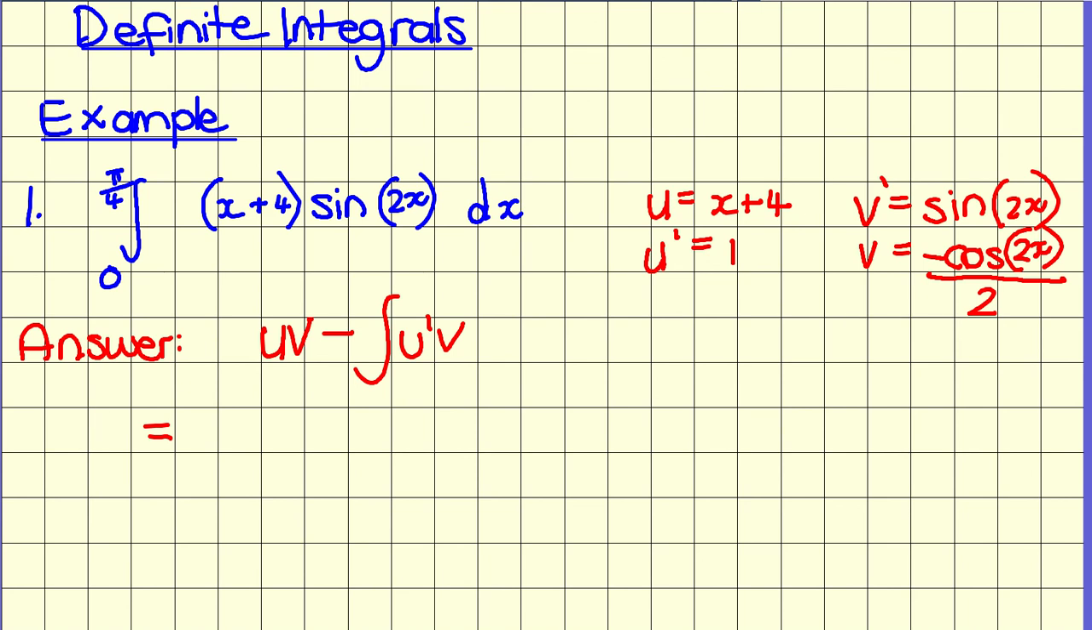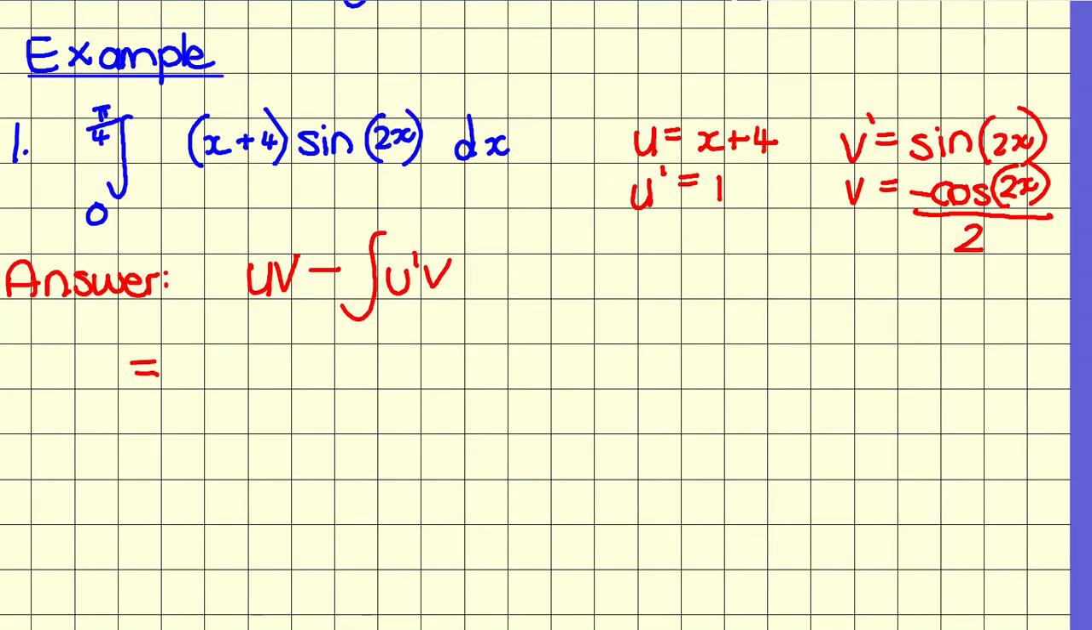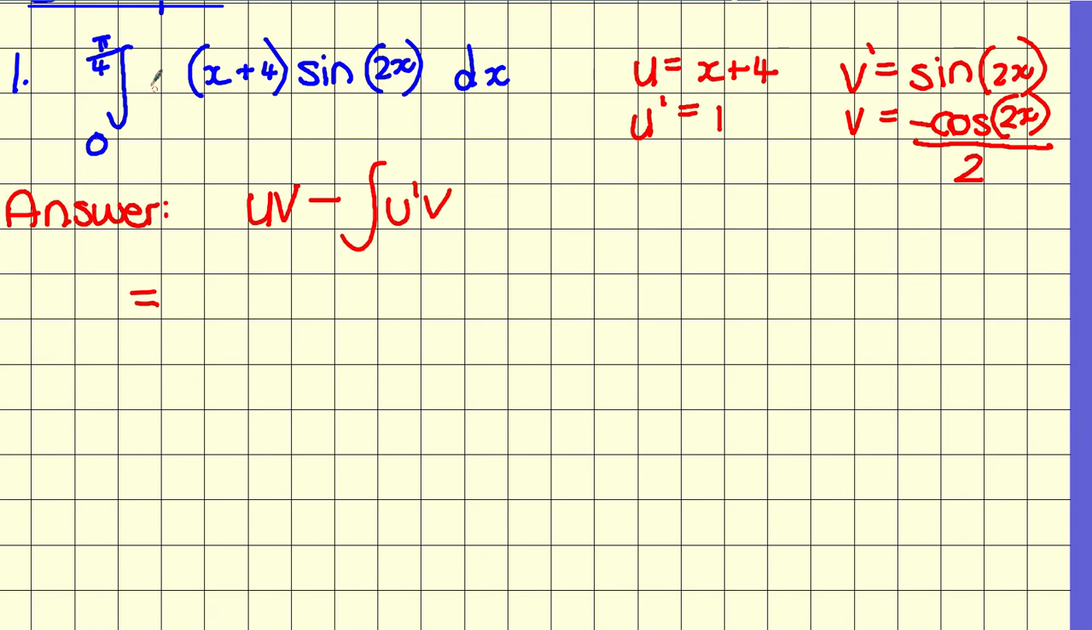Okay, so it's pretty much the exact same as before, apart from I'm just going to put big square brackets around everything here, and then I'm not going to touch the limits until the very last line. It's the easiest way to do this.